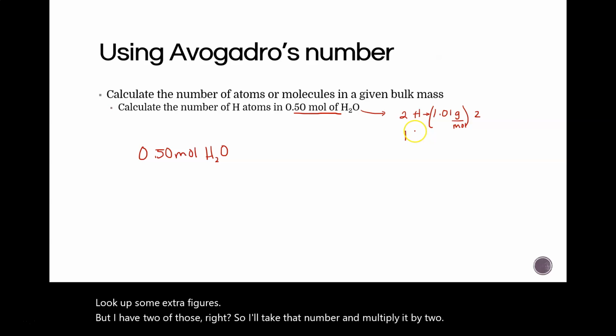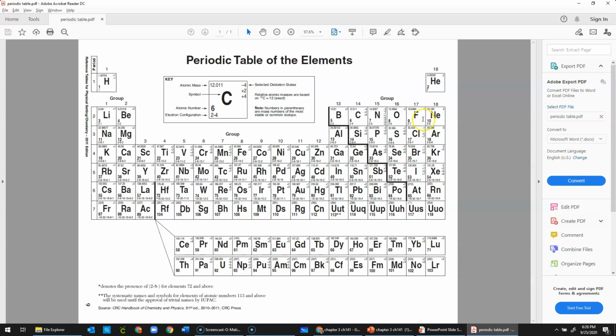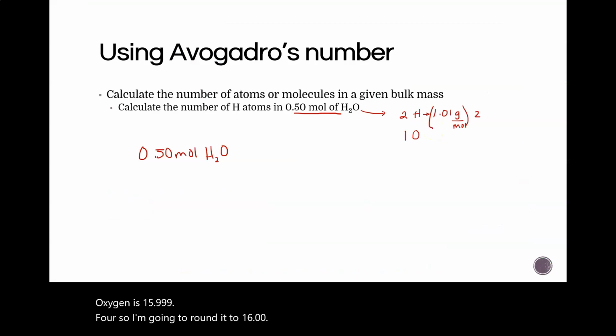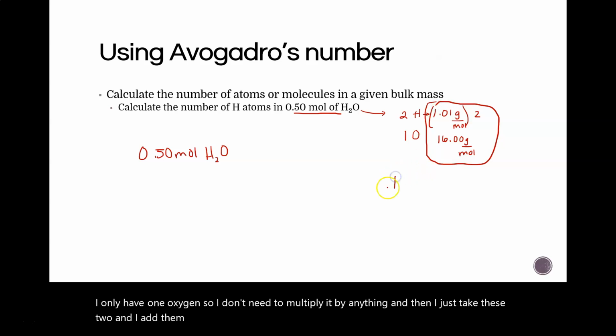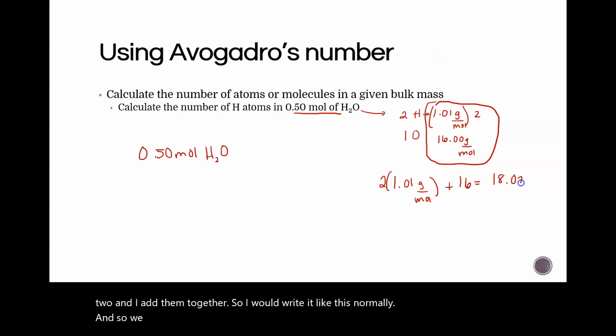And I have 1 oxygen. Oxygen is 15.9994. So I'm going to round it to 16.00. I only have 1 oxygen, so I don't need to multiply it by anything. And then I just take these 2 and I add them together. So I would write it like this normally. And so we get 18.02 grams for every 1 mole of water.